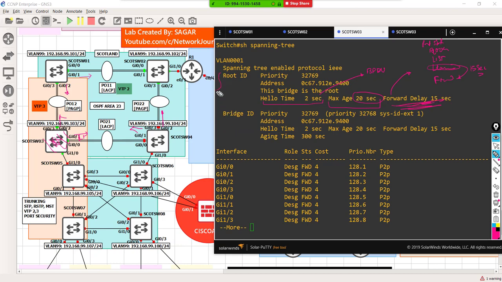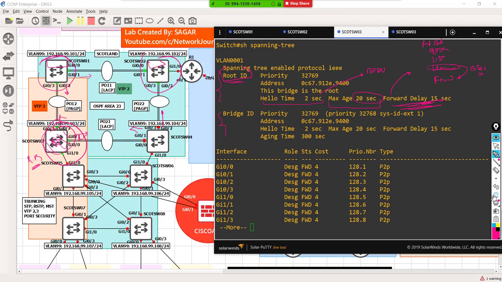Now there are two values here. One is called root ID, and one is called bridge ID. Basically, the root ID you can see on all the switches will be the same. As of now, this is the root bridge, so its value will be inside the root ID of this.